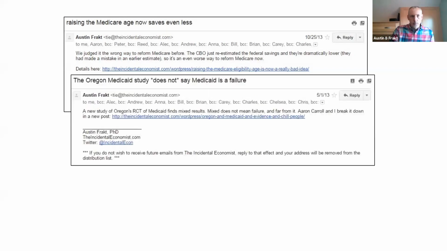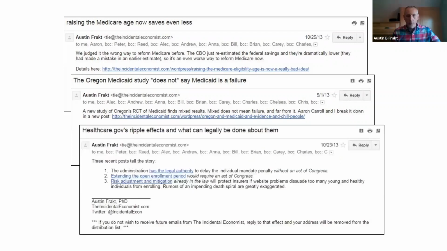Quick, out. Another example: The Oregon Medicaid study does not say Medicaid is a failure. Lots of people were interpreting it that way. New study of Oregon's RCT of Medicaid finds mixed results. Mixed does not mean failure, and far from it. Aaron Carroll and I break it down in a new post. Link, done. Here's another example. I'm not going to read it. This was on a particular thing about healthcare.gov. We had 3 posts in one day, so we just did 1, 2, 3. Here's each one in one sentence.